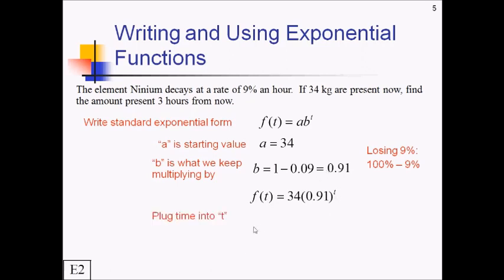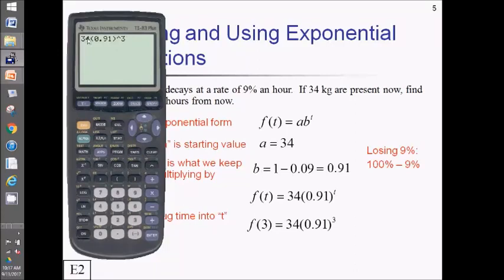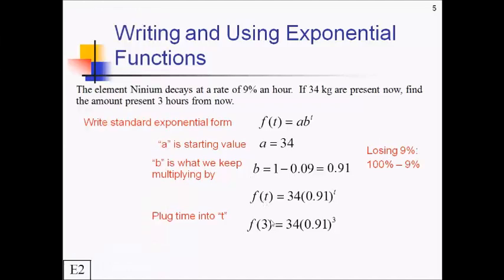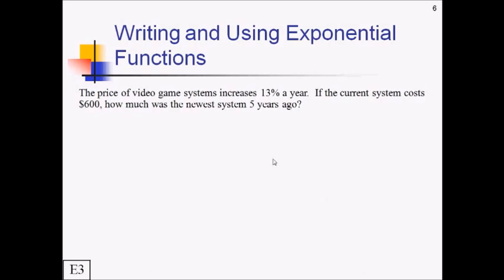So plugging in 3 for our time, this is now a calculator question. I've entered 34 times 0.91 to the third power, and here's the exponent button in case you forgot. Enter. That's going to be about 25.62 and some change, and that's going to be kilograms. Now, since this is decaying, just as a sanity check, this should be less than what you started with, and it is. Here's another real-life exponential function. Try this one on your own.